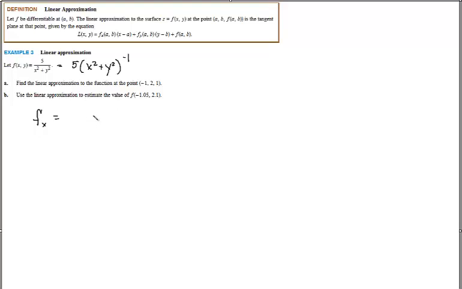Alright, so I'm going to take the derivative of the outside, leave the inside alone: minus 5 (x squared plus y squared), and then subtracting 1, that would be a minus 2, times the derivative of the inside, so that would just be a 2x. The y is treated as a constant. So this would then give me minus 10x over this (x squared plus y squared) quantity squared.